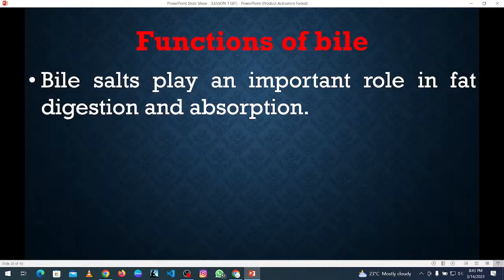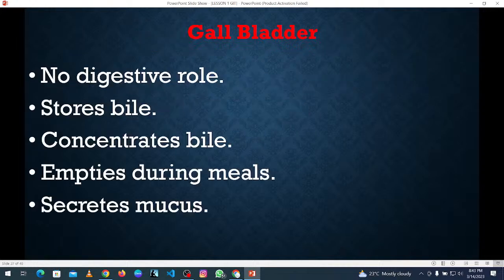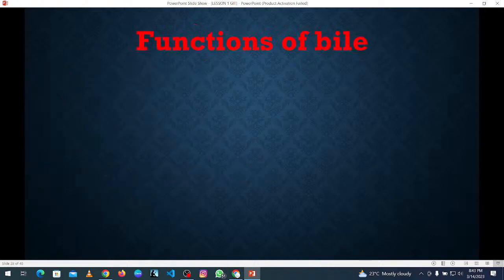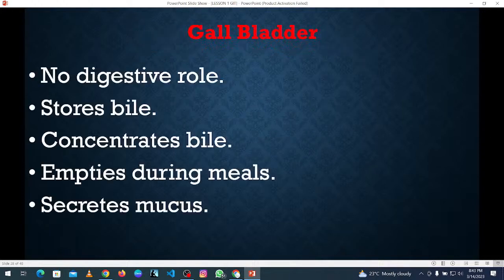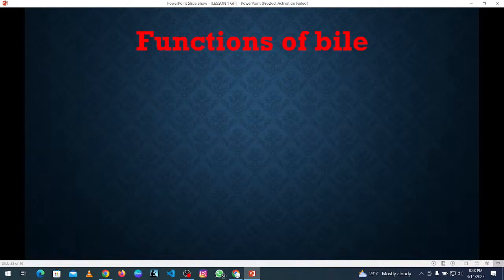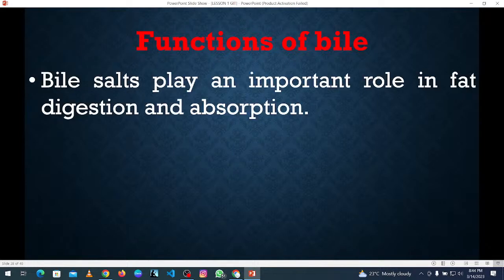By the way, have you guys ever heard of gallstones? We'll know what gallstones are when we'll be talking about the disorders of the digestive system. So the problem normally affects the gallbladder, where passage of urine at times is normally painful and all that. So bile salts play an important role in fat digestion and absorption. That I've said.